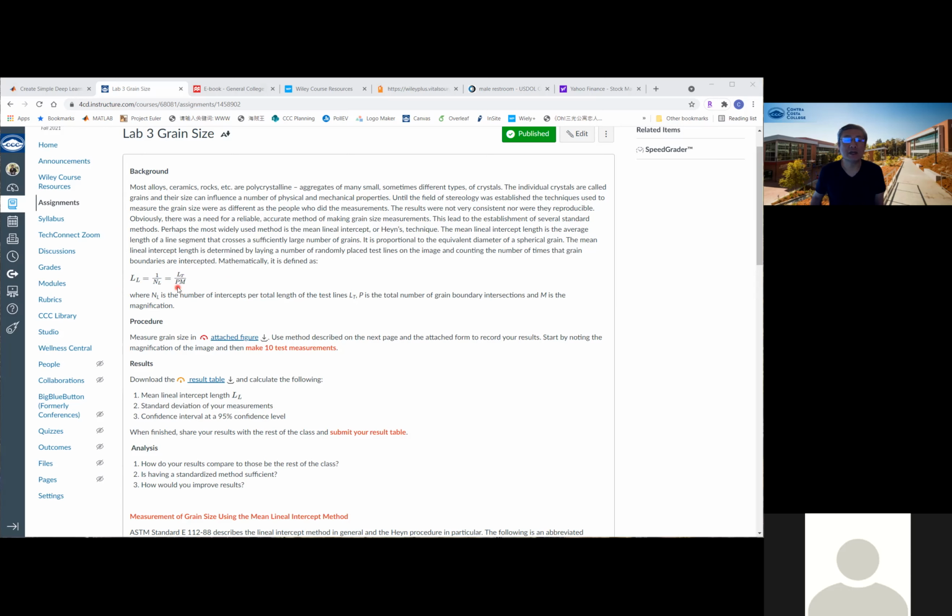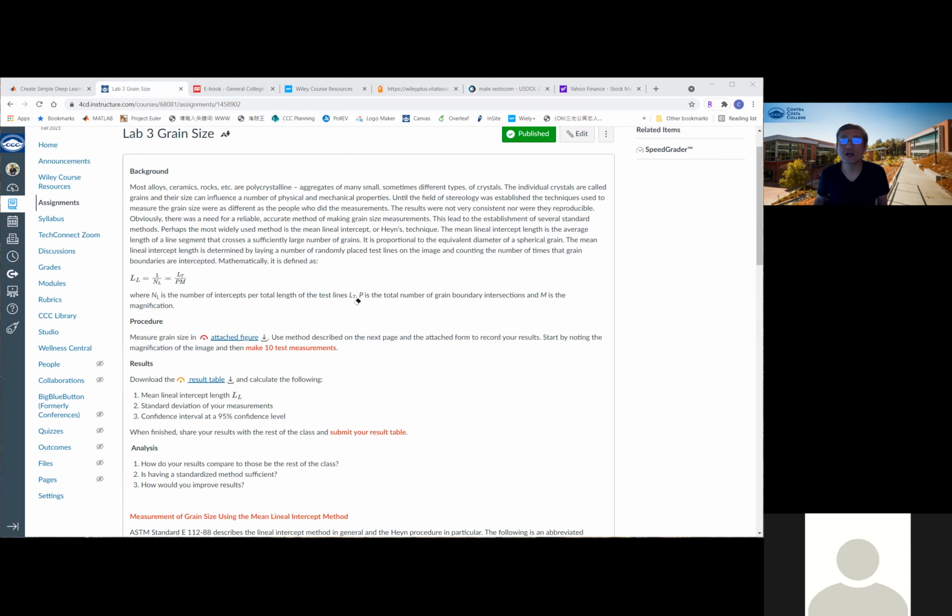The L_T, P, and M represent different things. So let's see what those things represent. If you read through, you will see L_T is the total length of the test lines. So it is lines, meaning that you're going to draw several lines across the image that we just saw before. We use those images to figure out what the grain size is, which I will tell you how we do.